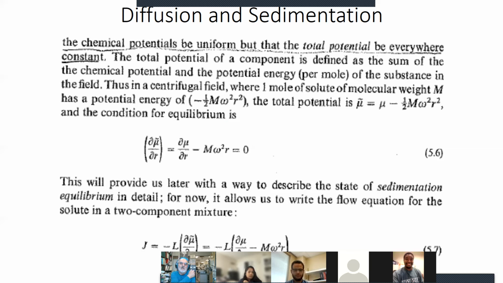This would be a way of describing what is known as sedimentation equilibrium if we set this equal to 0. If you spin the sample long enough, generally at a lower speed than you would do sedimentation velocity, this would come to equilibrium, reflecting the influence of the change in chemical potential that's due to the concentration dependence, and then the change in the chemical potential due to the force from the centrifuge field.